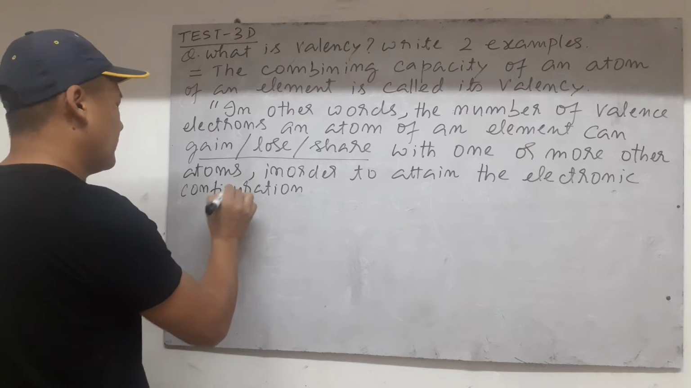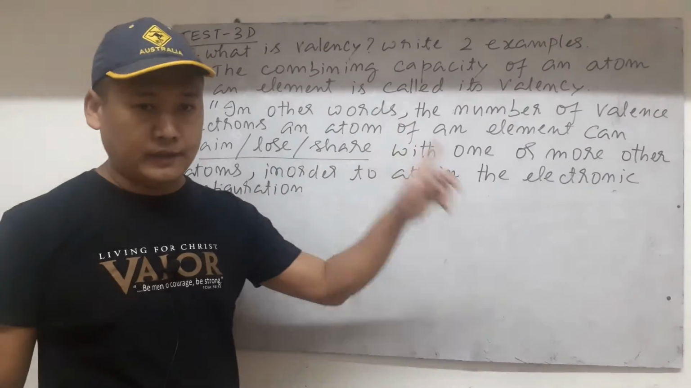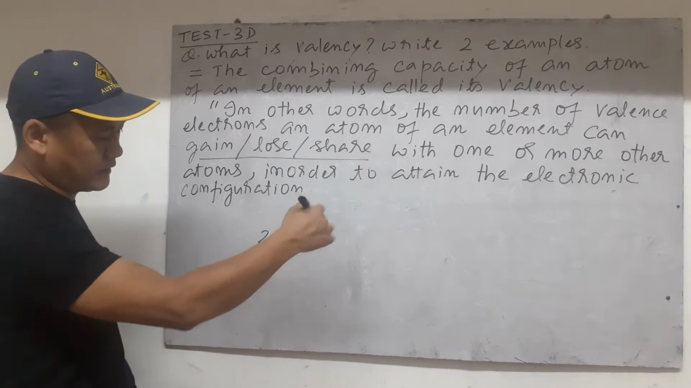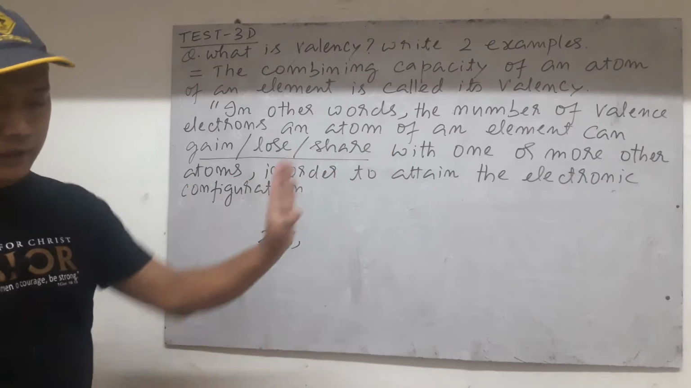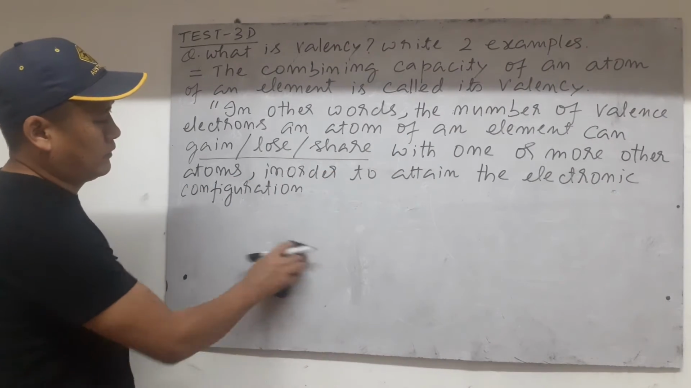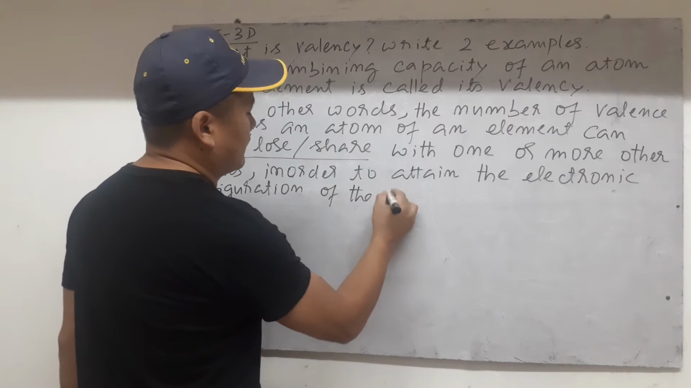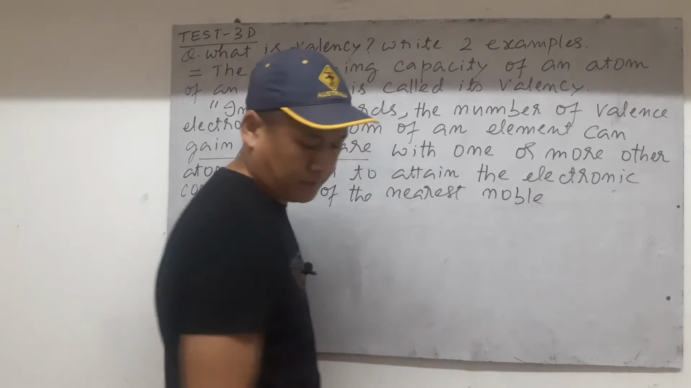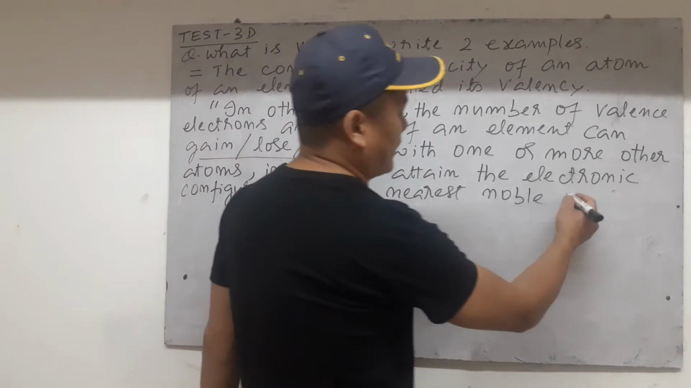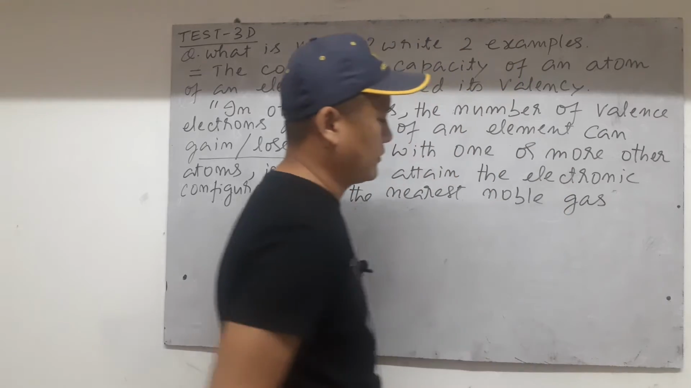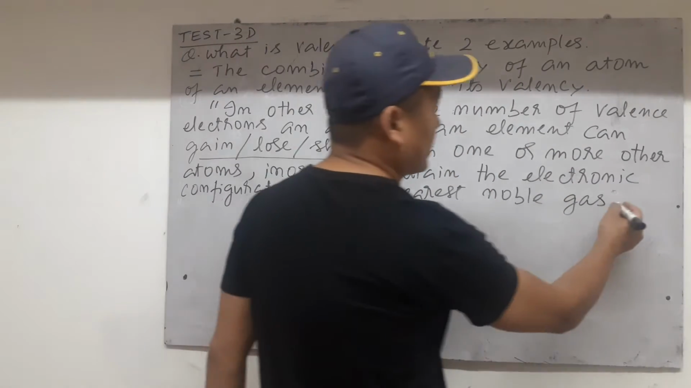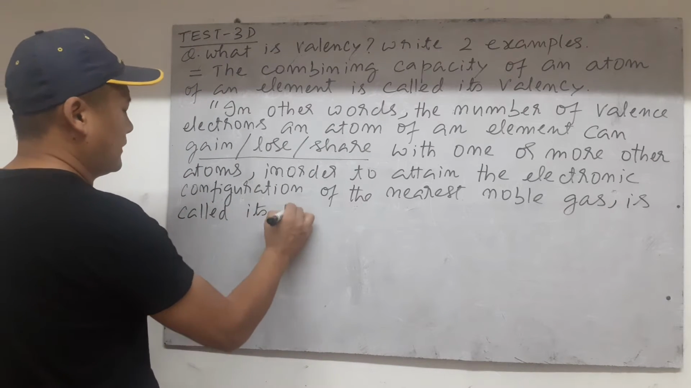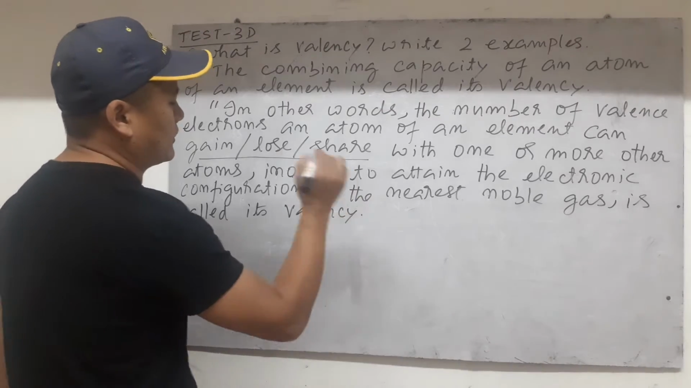electronic configuration means simply the manner in which the electrons are arranged in any atom. Like first shell 2 electrons, second maximum 8. That arrangement given by the Bohr-Bury rule is called electronic configuration of the nearest noble element or noble gases. Nearest noble gas, because all the noble elements are gases, so you can just write gas also. Noble gas is called its valency. So that is the definition. We may not clearly understand now, it's fine. Just write it down.